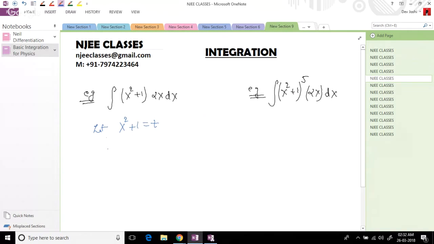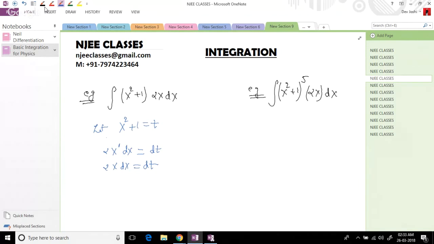Differentiate the function. The differentiation of x square, using x to the power n minus 1, is 2x to the power 2 minus 1, so 2x to the power 1 dx, plus the differentiation of a constant term is 0. So there is no need to write it down. Differentiation of 1 is 0. The differentiation of t is 1 multiplied by dt. So 2x dx is basically equivalent to dt.